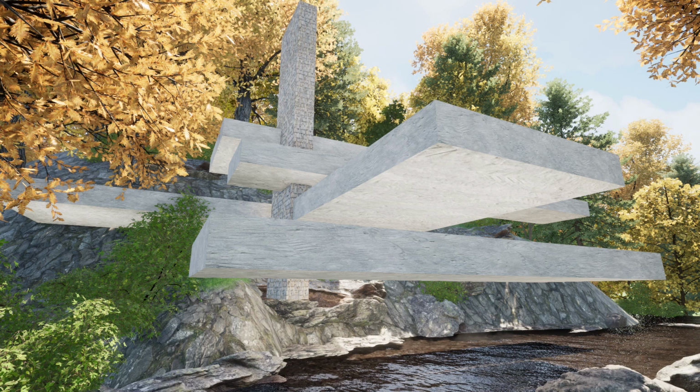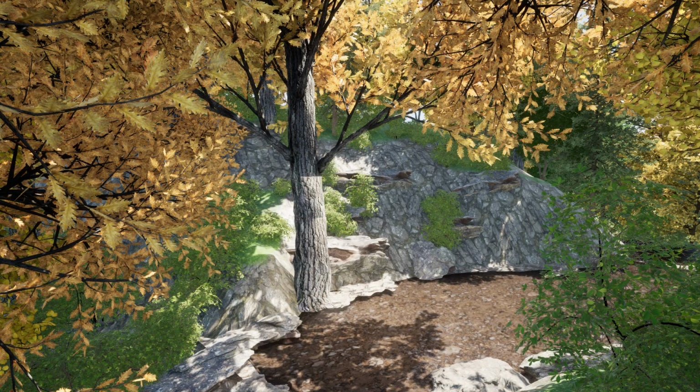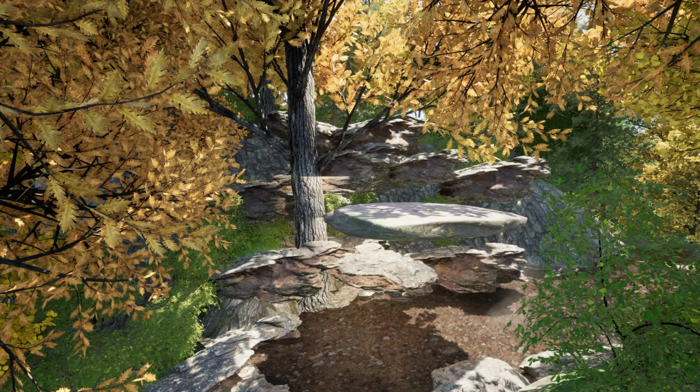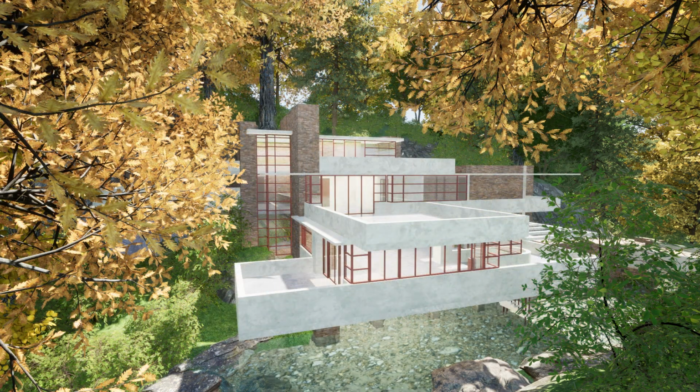Let's visually dissect how this masterpiece is connected to its environment. First, remember the verticality of trees. Second, remember the layering of the earth. From nature's perspective, Fallingwater is perfectly blended into its environment at once.